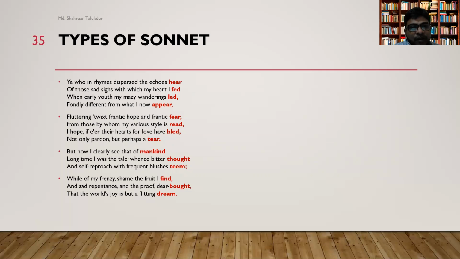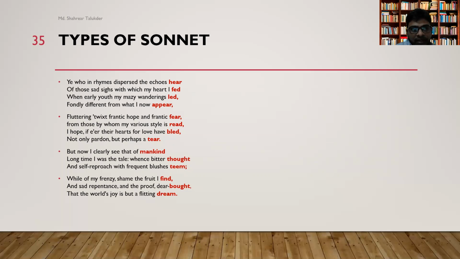"Fluttering twixt frantic hope and frantic fear, from those by whom my various style is read, I hope if ever their hearts for love have bled, not only pardon, but perhaps a tear." So you see again, A, B, B, A. Okay, so A, B, B, A, A, B, B, A.